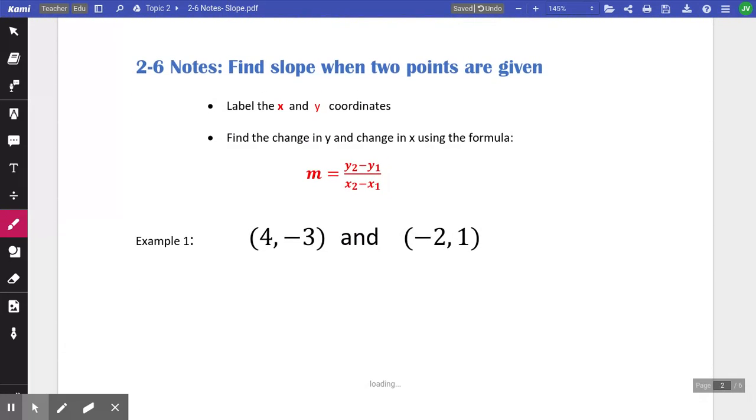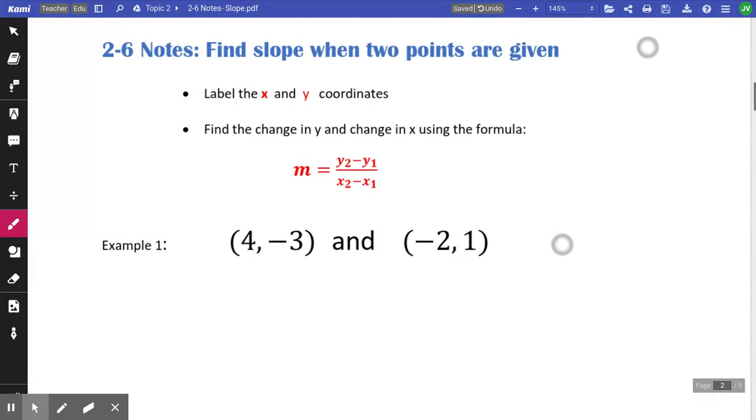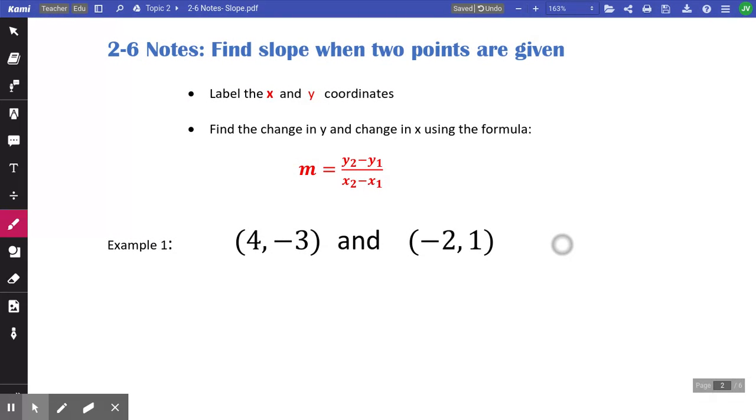All right, let's find the slope when 2 points are given. Every time you have 2 points, try to label them because it does not let you make mistakes. So if this is point 1 and this is point 2, I'm going to label this as x1 and this as y1. And this -2 is x2, and this 1 here is y2. The reason for doing this is because it doesn't let me mix the order of numbers when I apply the formula. So the formula is up here.